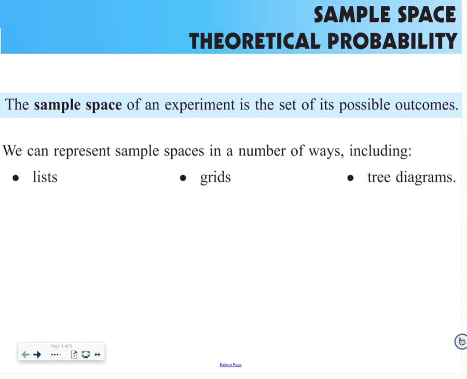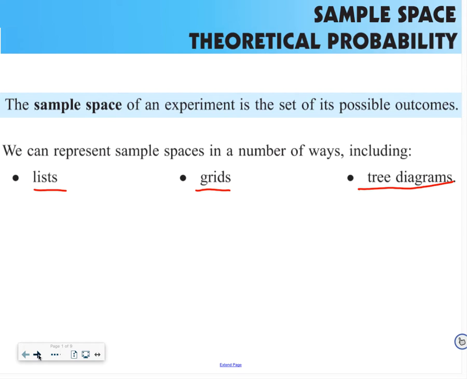All right, mathletes, here we are looking at sample space and theoretical probability. So we talk about a sample space of an experiment. It's a set of all possible outcomes. What can happen in this experiment? There's three main ways that we're going to organize and look at sample space. One is lists, one is grids, and one is my favorite, tree diagrams.